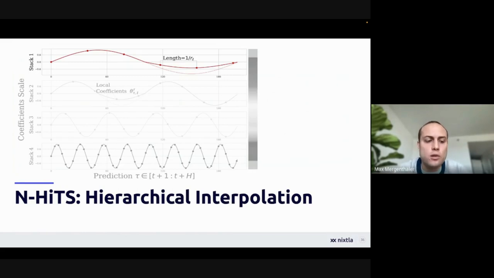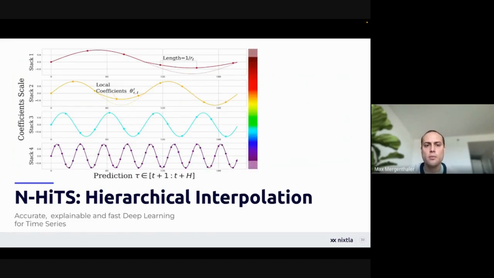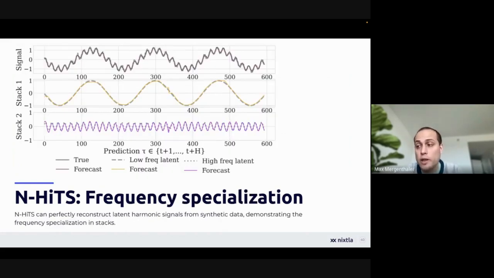So how this works in a graphical representation is that we sample certain points that have a specific length between them, and the longer the length, the lower the frequency, and the shorter the length, or the higher the number of points that we start including in the models, the higher the frequency. So as you can see, the reconstruction of each different stack specializes in a specific frequency, and this has clear relations to the Fourier transform.